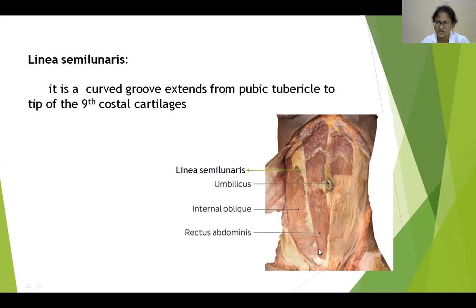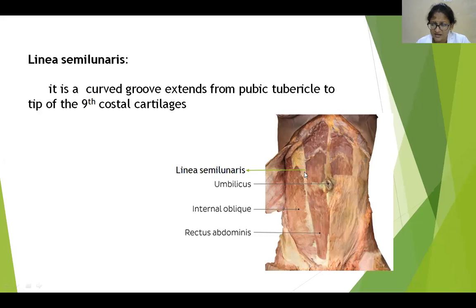This linea semilunaris forms the lateral border for the rectus abdominis muscle. See, this is the rectus abdominis muscle. This is the real cadaver picture. This is the rectus abdominis muscle, this is the linea alba, and this is the linea semilunaris. It extends from the pubic tubercle to the tip of the ninth costal cartilage.